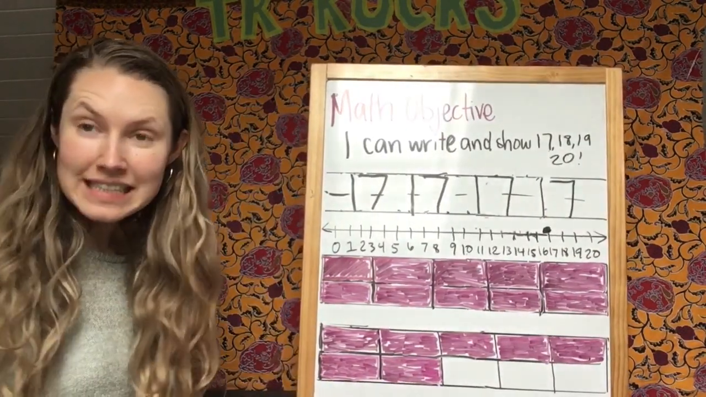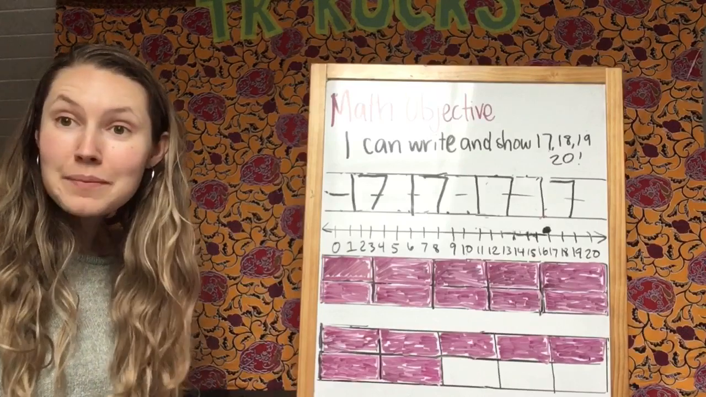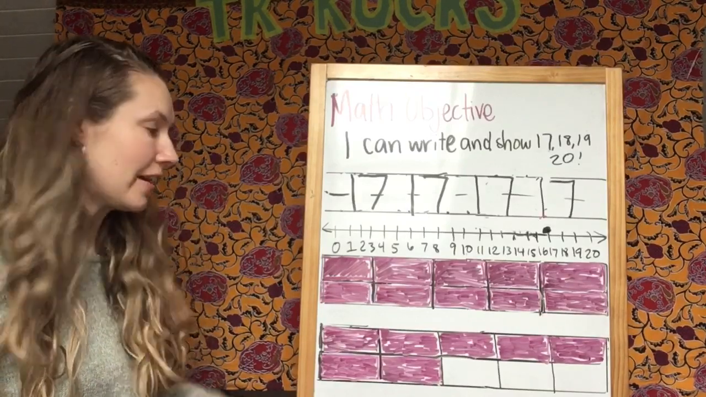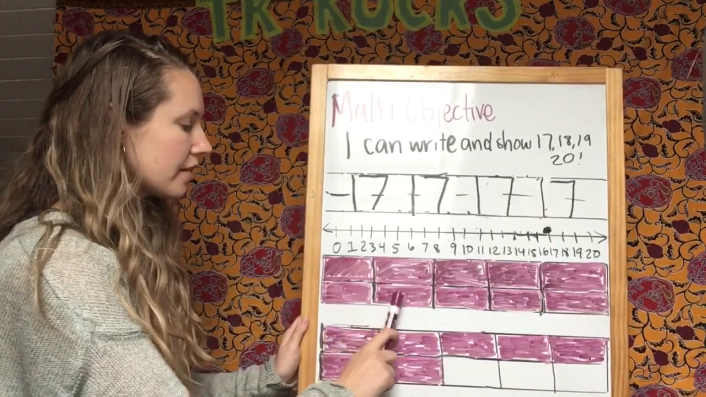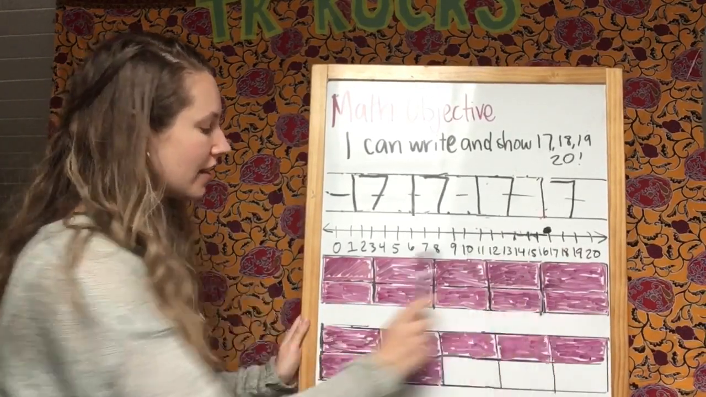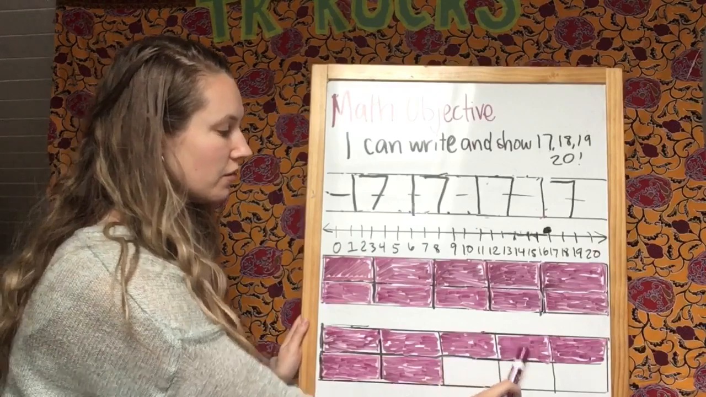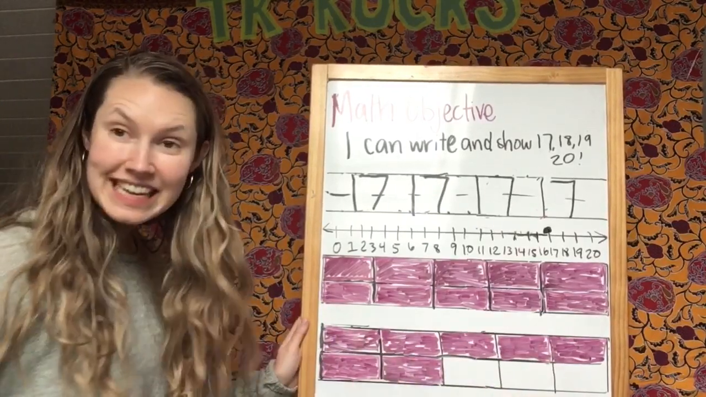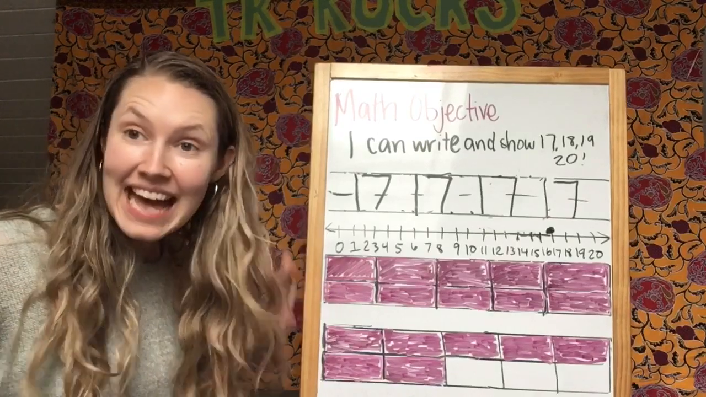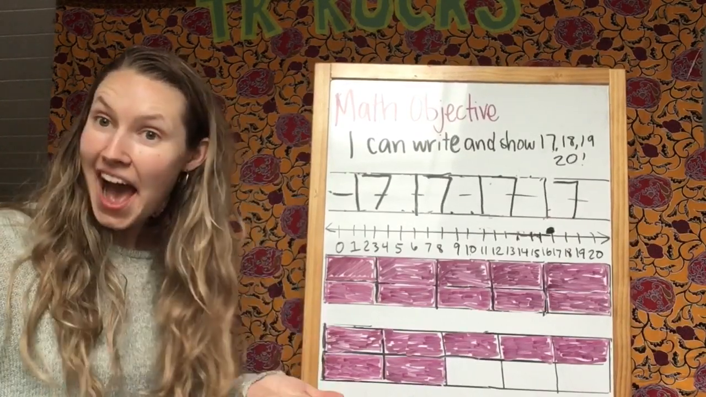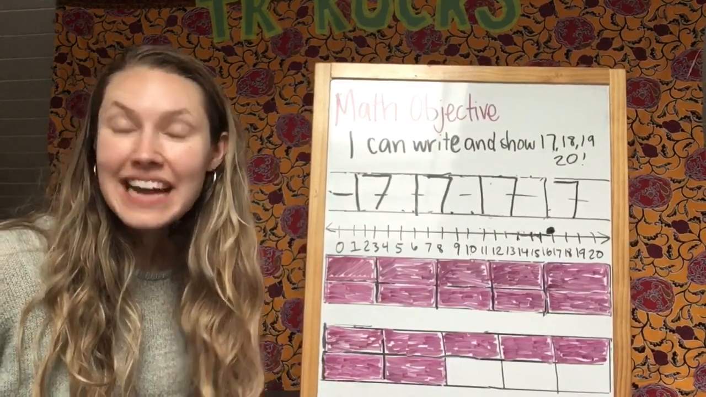So now I filled in 7 more. Let's count and make sure we have 17 all together. 1, 2, 3, 4, 5, 6, 7, 8, 9, 10, 11, 12, 13, 14, 15, 16, 17. So we know that we can make 17 by adding 10 and 7 together. Perfect! Let's do 18 next.